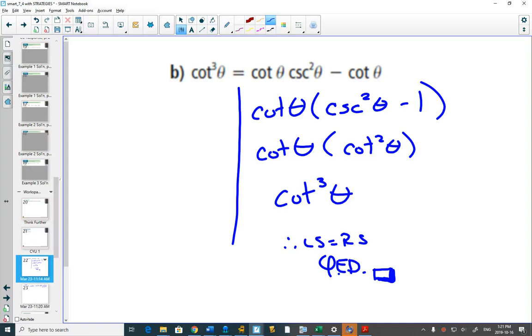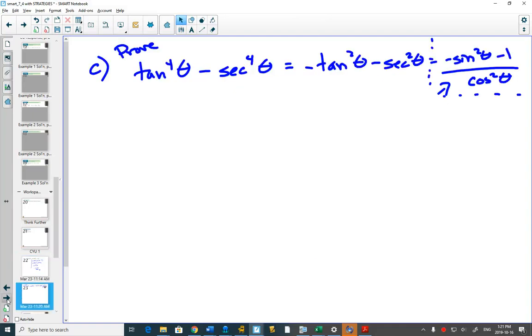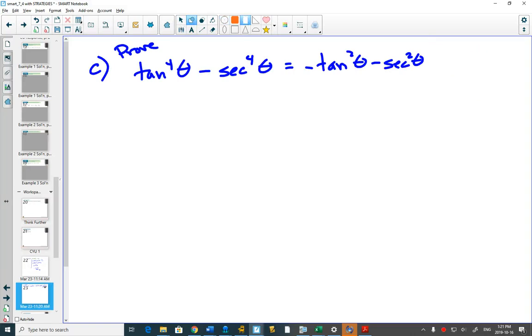So introducing the idea of factoring makes this proof a little bit different than how we proved it last time. But sometimes that idea of factoring can be really helpful. Okay, I've added a part C to this one. Prove tan to the 4 minus secant to the 4 equals negative tan squared minus secant squared.